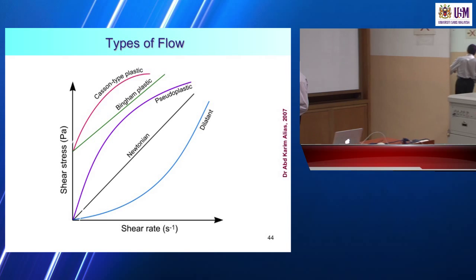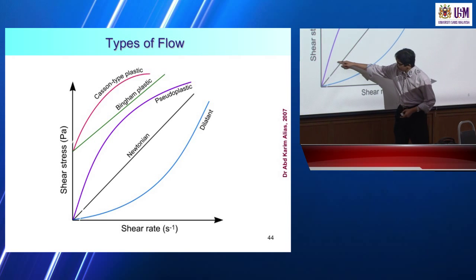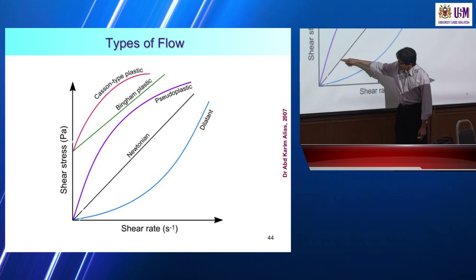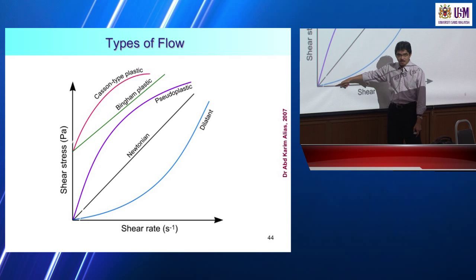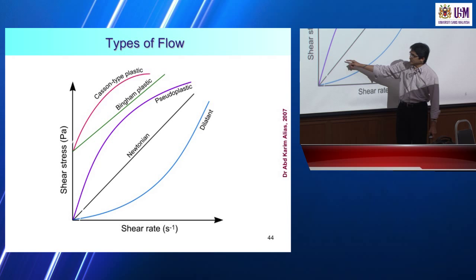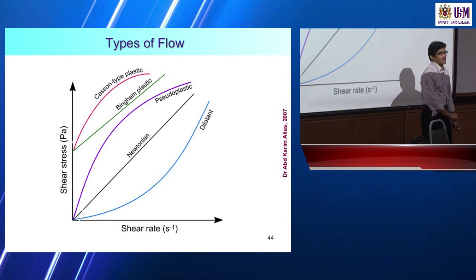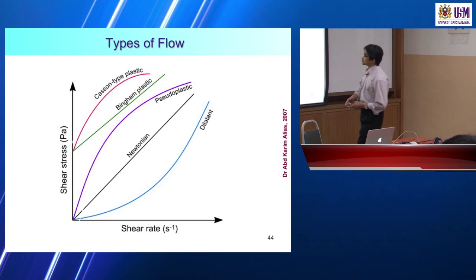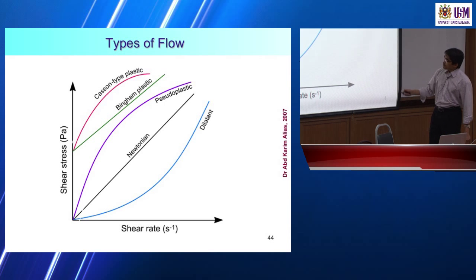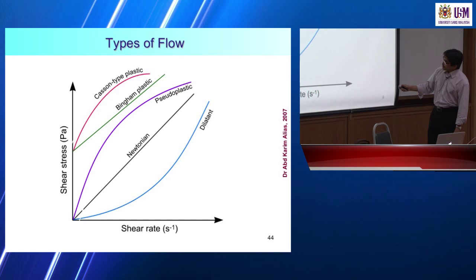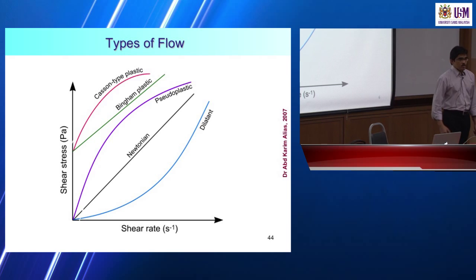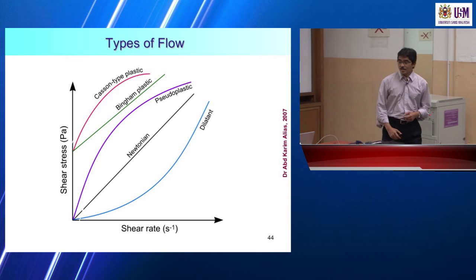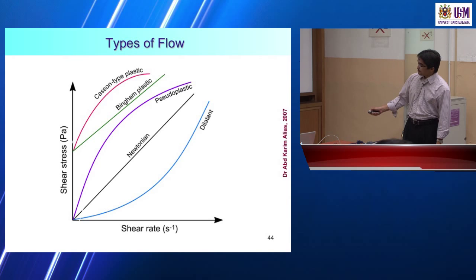If we take any point on this curve, we can read what the shear stress is here, and we can read what the shear rate is here. So if we take any two points and get the slope of this line, that will give us the viscosity. So for a Newtonian fluid or Newtonian behavior, at any point on this curve, when we calculate the viscosity, it will be constant, because it's a straight line.